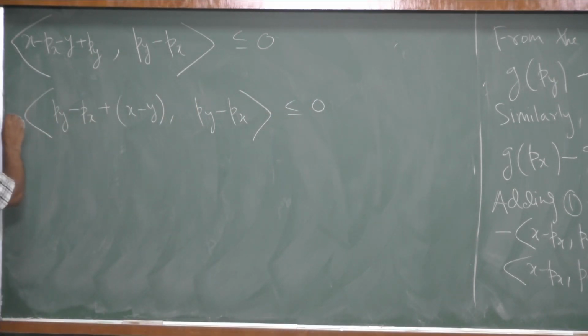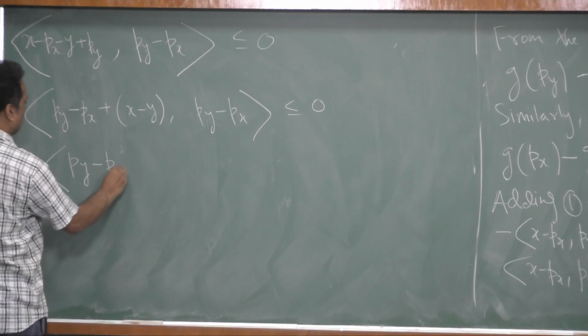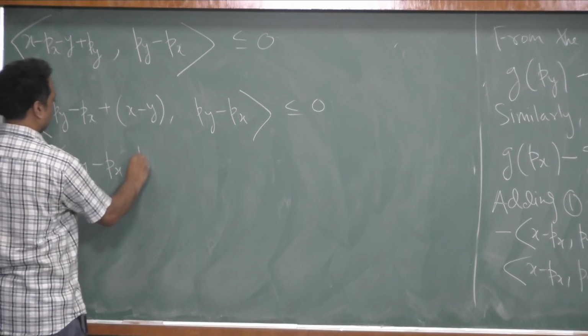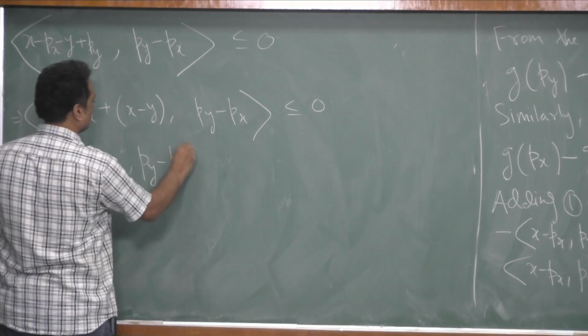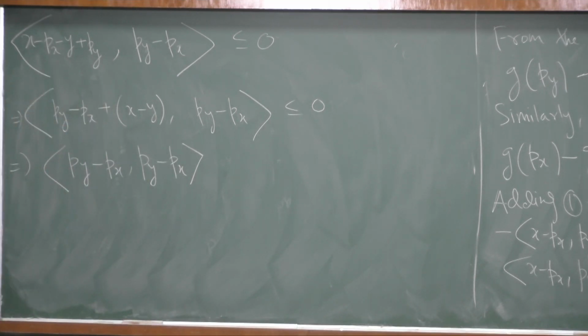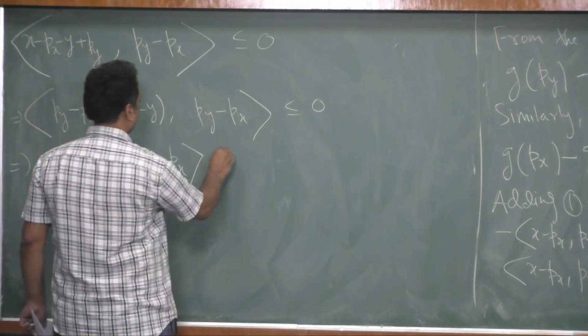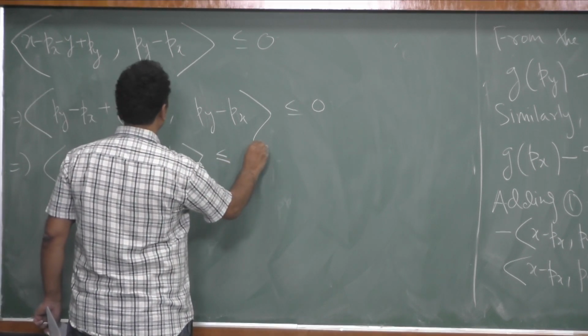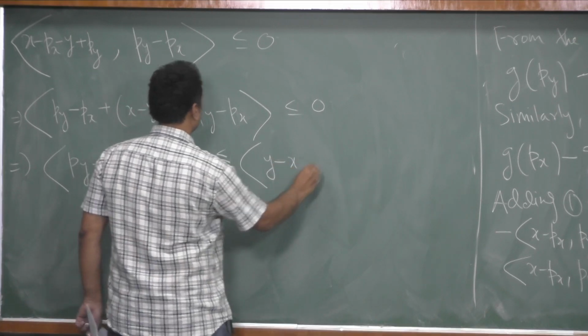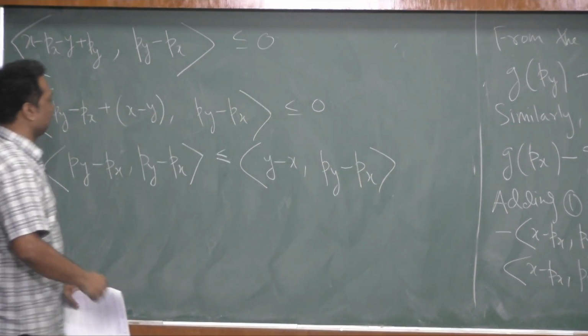So this gives me py minus px, and this we will keep it, px, py minus px, and then this guy we will move it there, but when it goes there, it will go with its second argument as well. So this will be less than equal to y minus x, py minus px.